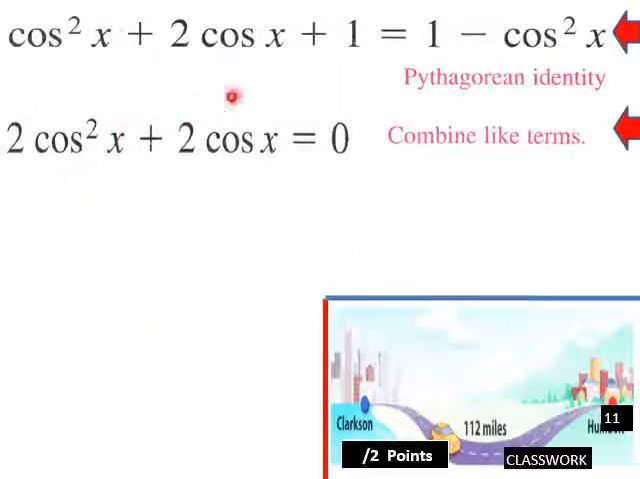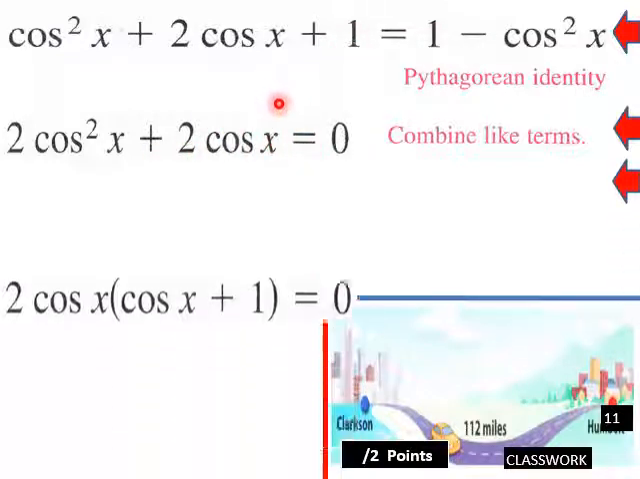So now we combine like terms. 2 cosine squared x plus 2 cosine x would equal 0. How do we get there? We move this over here. This will be 2 cosine squared x. That's how we got that. Plus 2 cosine x. And then this will become negative, and that would cancel those out. So that's how we get that over here.